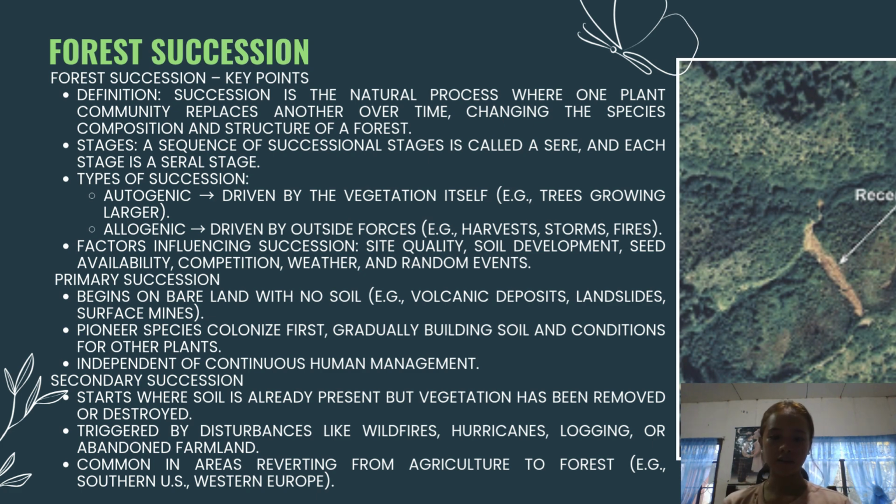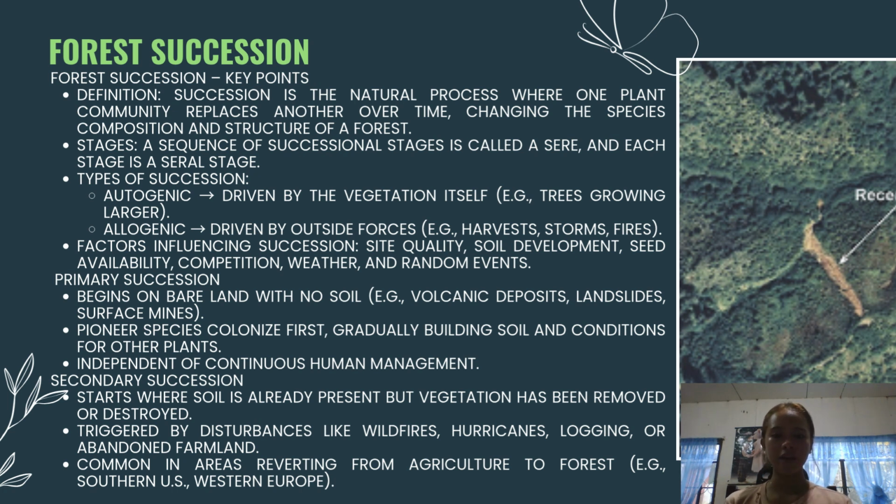Primary succession begins in areas where no soils exist, such as bare rock, volcanic deposits, or landslides. In these places, pioneer species are the first to colonize, slowly creating soil and conditions that allow other plants to grow. This process is independent of continuous human management and represents the very beginning of forest development.